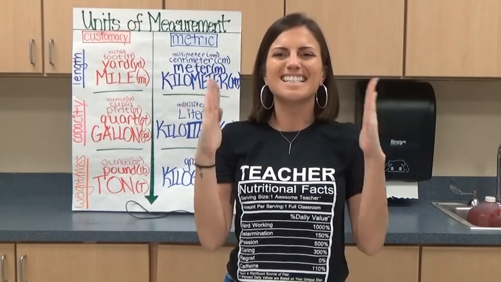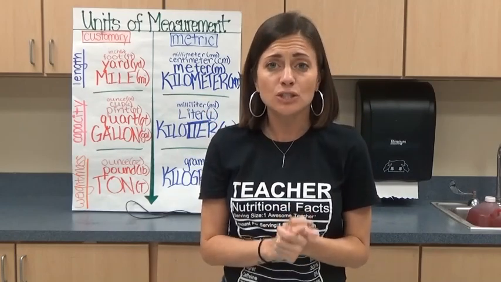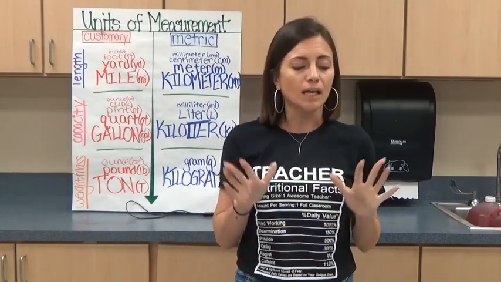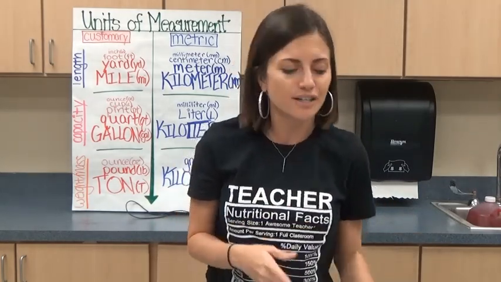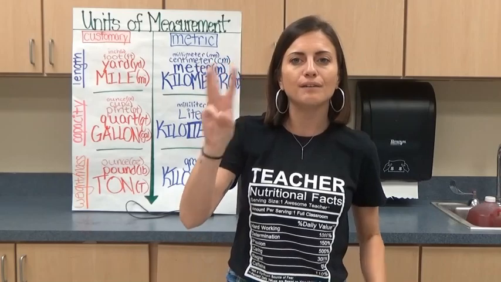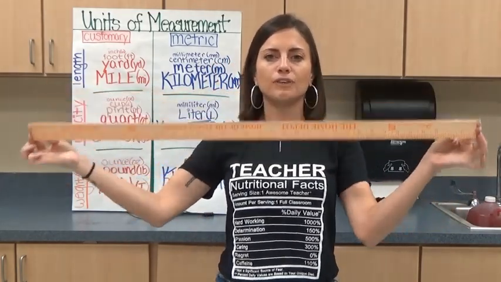So this is the size of a foot, if I can't remember. The next unit of measure that we're going to talk about in customary measure is a little bit bigger. This is a yard. A yard is actually 3 feet put together. So this is a yardstick. It is 3 feet long.